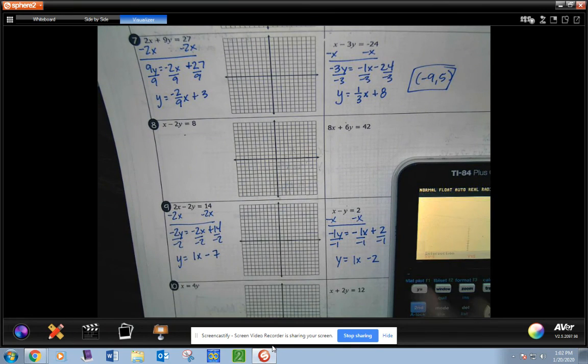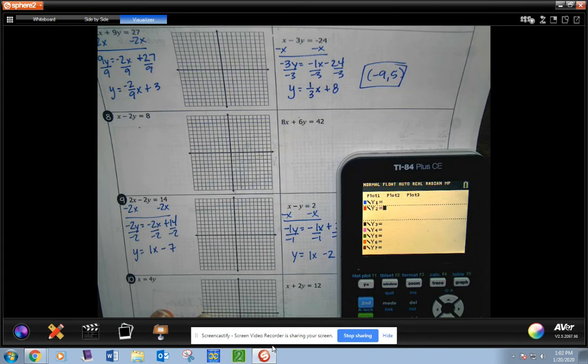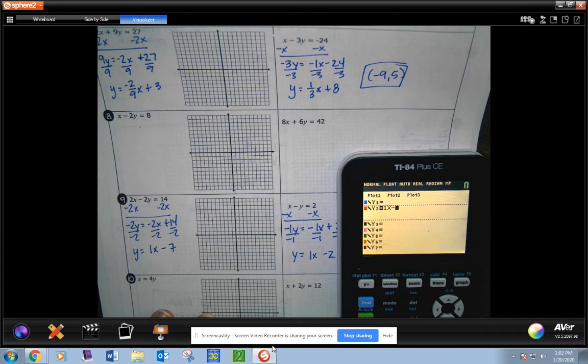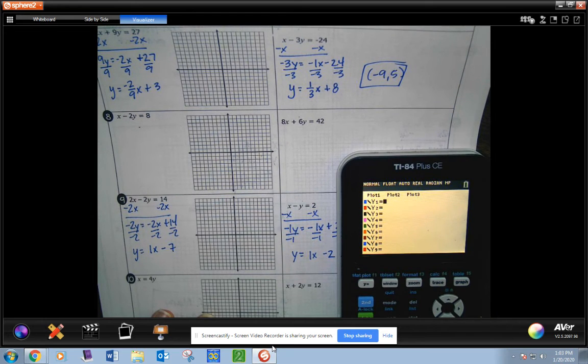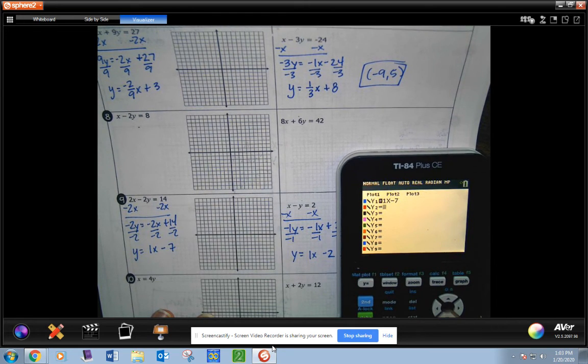Okay, so I'm going to go back to y equals. I'm going to clear it out. I'm going to put 1x minus 7. Oh, I put it in the wrong one. 1x minus 7 and 1x minus 2. I'm going to graph.